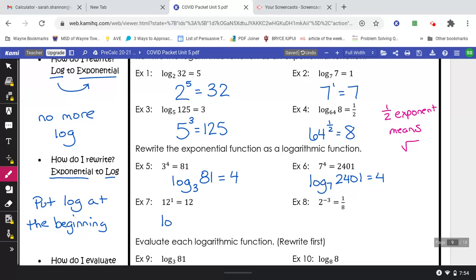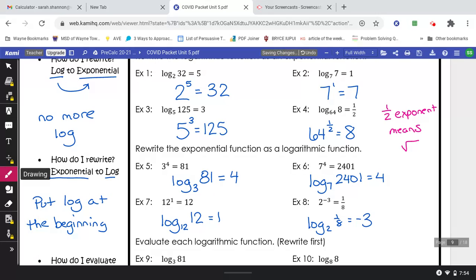Example number 7, first, last, and second.